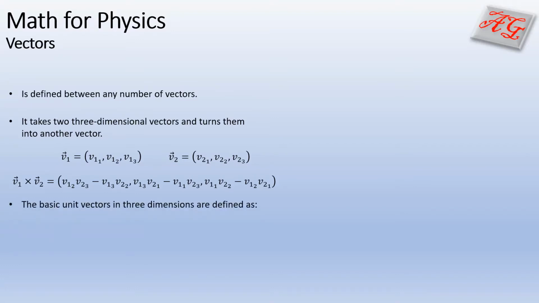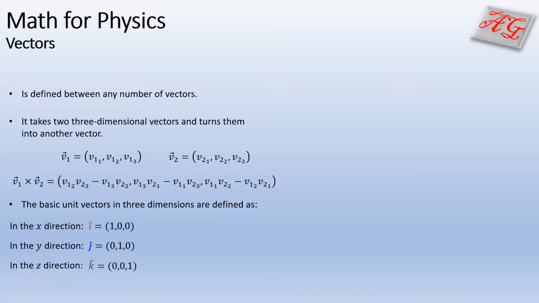Now, before moving on, let's define the basic unit vectors in 3 dimensions. As in 2 dimensions, we define the i hat and j hat vectors as the basic unit vectors along the x and y direction. And we have to add another basic vector along the z direction. Notice that if you try to write any of these vectors as a sum combination of the other 2 vectors, you will find that it is not possible.